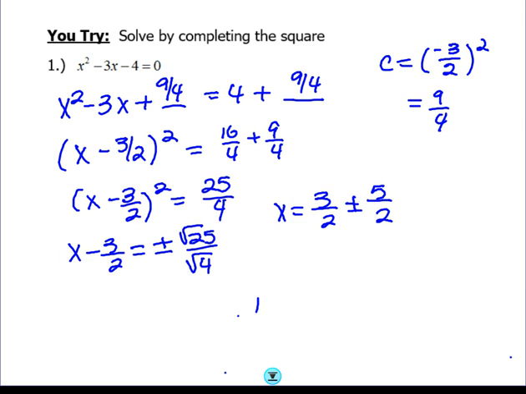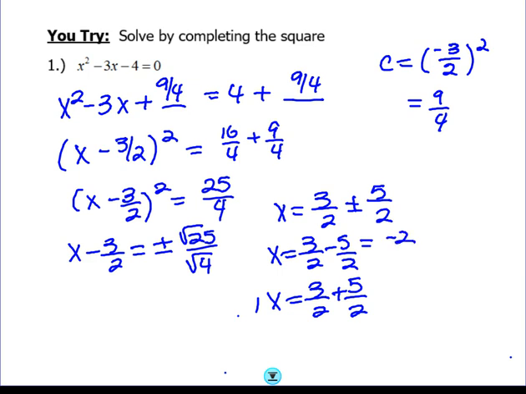Well, I can simplify this more. Break it into 2: 3/2 minus 5/2 and 3/2 plus 5/2. So my two answers are negative 2/2, which is negative 1, and then 8 over 2, which is 4. So this would have actually factored if we had realized that.